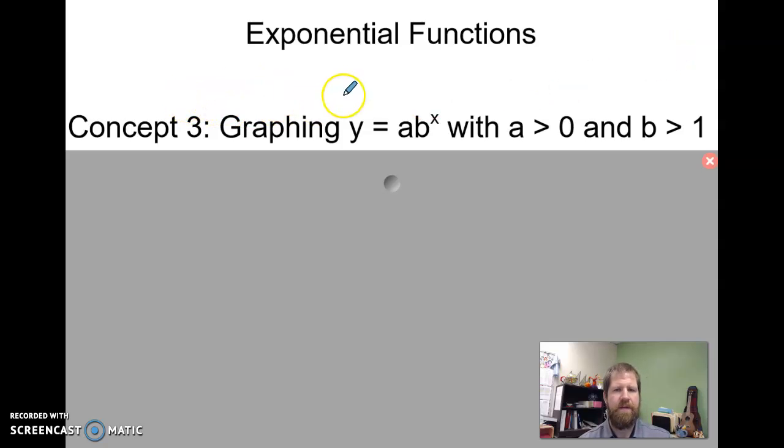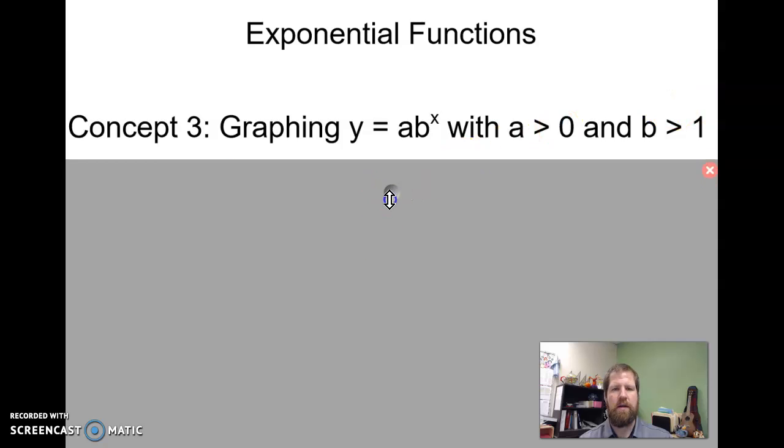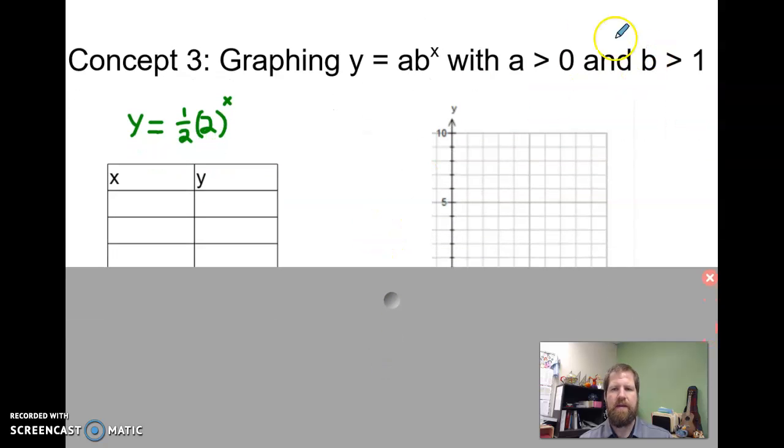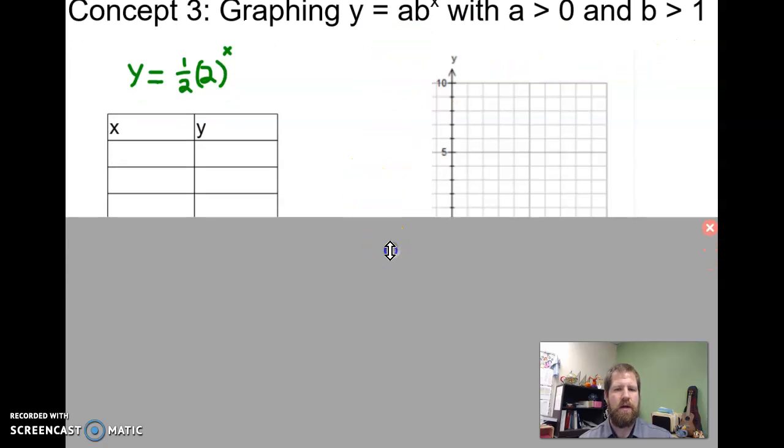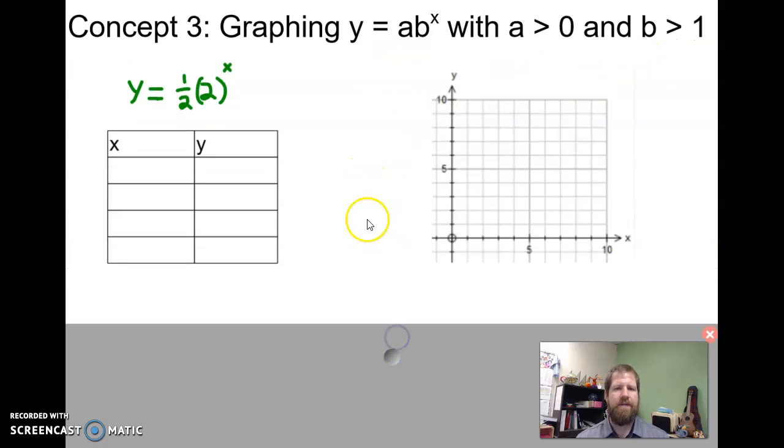Concept 3, graphing y equals a·b^x with a greater than 0 and b greater than 1. All right. And this does affect things, right? It does matter. And we'll look at that. We'll look at basically the opposite of this in our next video. But if we are graphing this, we're going to graph it just the way we graph anything, really: we're going to fill out values for a table, and we're going to plug in points.